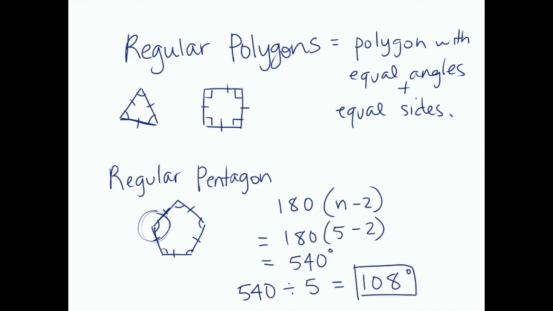It's always good to do a little self-check and make sure, does this look like it's about 108 degrees? Well, let's think. A 90-degree angle looks like this. So 108 degrees is probably going to be a little bit bigger. So yeah, I would say each of these angles looks roughly to be 108 degrees.